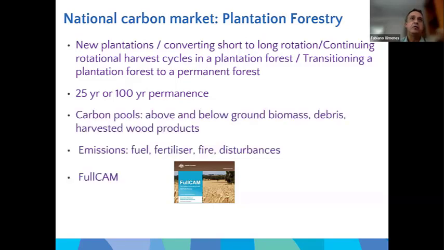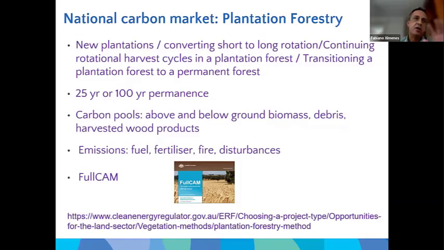So there's a mechanism to quantify the benefit, how much carbon is stored in the trees, and then once you harvest, how much carbon is stored in wood products. So it's all accounted for, and the method also accounts for emissions due to usage of fuel, fertilizer, fire disturbances, etc. So there's a lot of detail in that, but just wanted to mention that there is one mechanism at least for which that benefit can be recognized in Australia, and you can see many more details if you go to that link there.